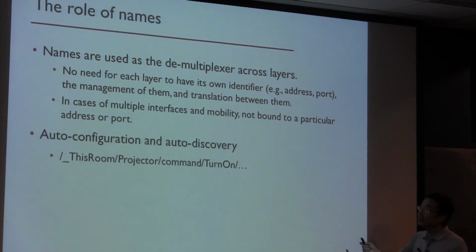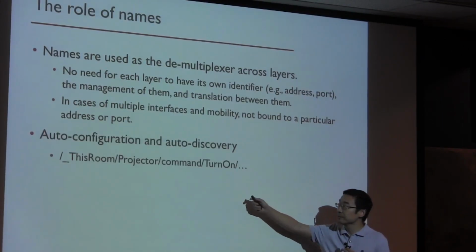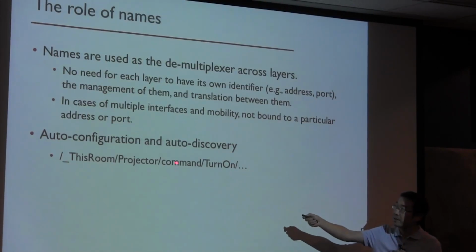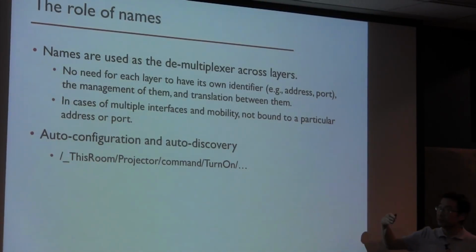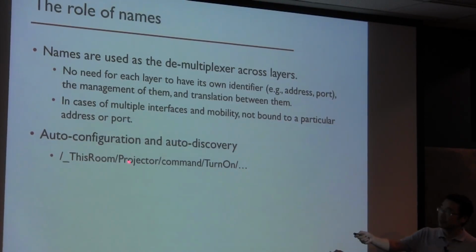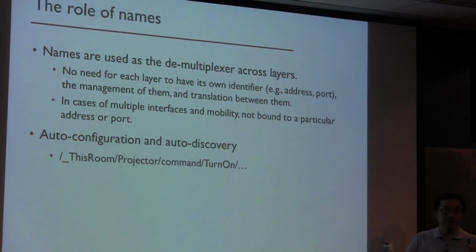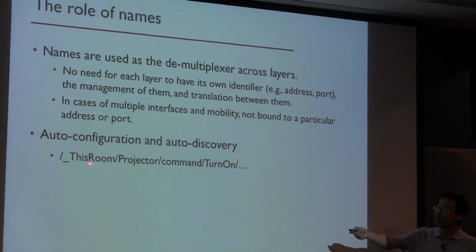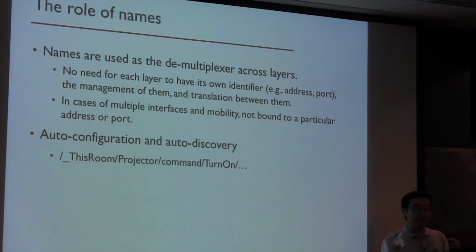And also, if everyone understands the convention, it's easy to do auto configuration and auto discovery. Say there's a local name, this room. If everyone understands this convention, then you come in this room, you say, oh, this room and projector, so the packet only propagates within this room, and this particular projector will answer my command.